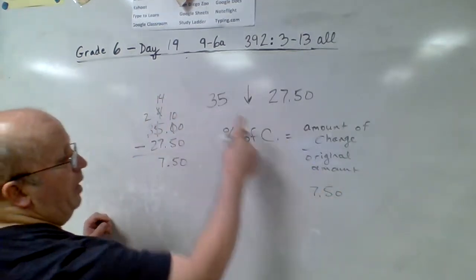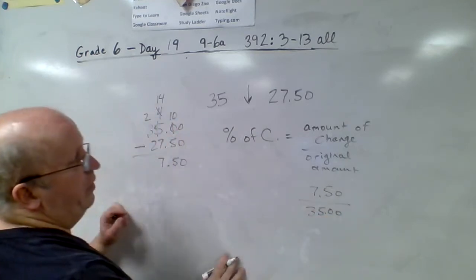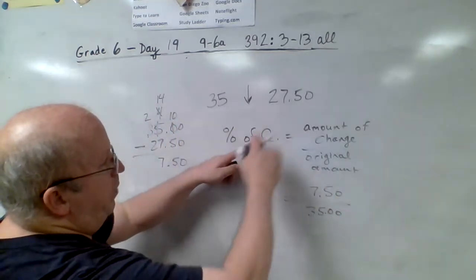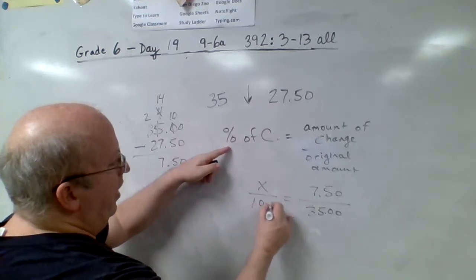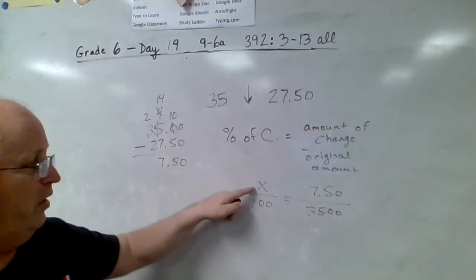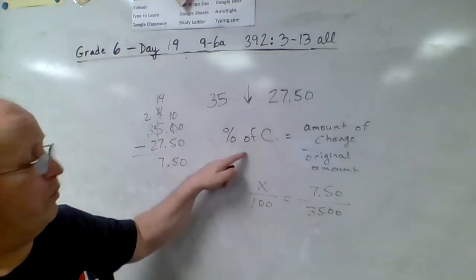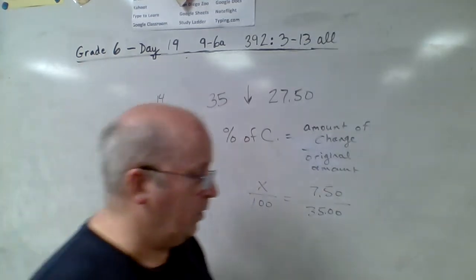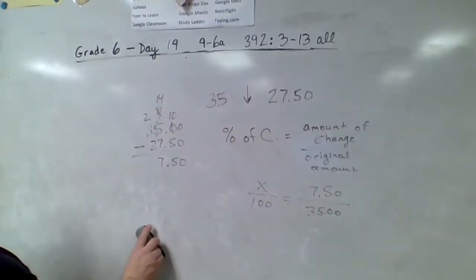Our original amount was the $35, right? And remember when we did these problems, I said think of this as being a ratio of x over 100. If you can find the value of x, you have found the percent of the change. Let's move on to number 6.